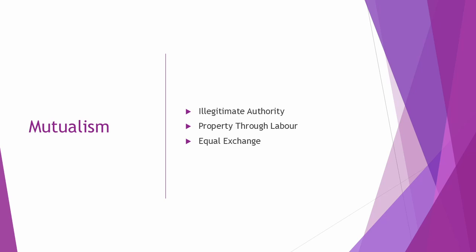The mutualist view on society is that it should be based on voluntary association and reciprocity. The mutualist view on the state is that it is unnecessary and should be replaced with mutual contracts.